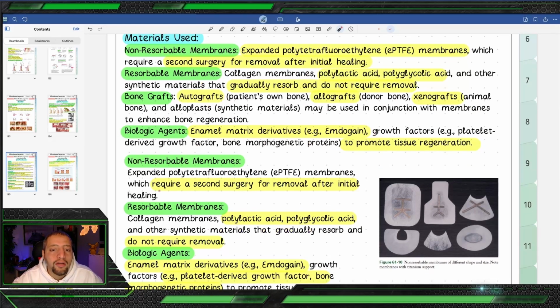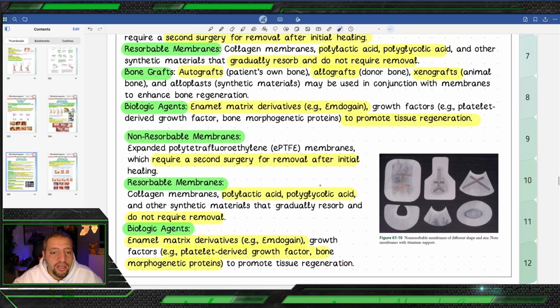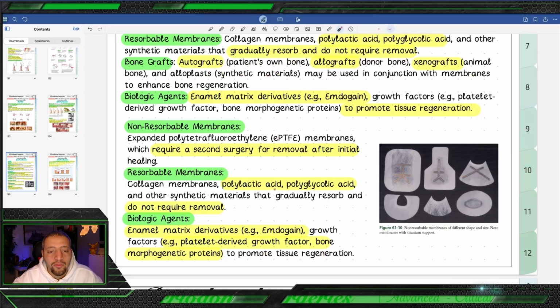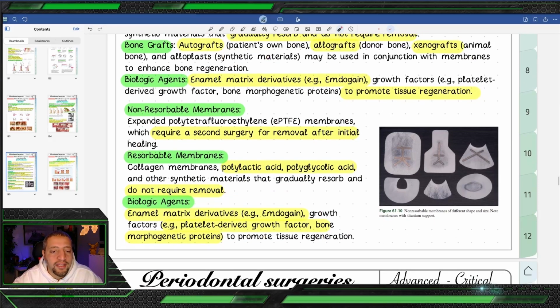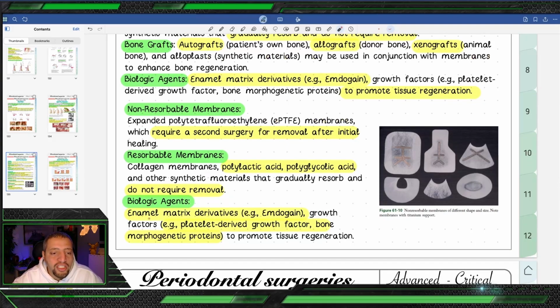Non-resorbable membrane requires a second surgery for removal after initial placement. Resorbable, as we said, does not require a second surgery. And the biological agent, which is enamel matrix derivative, helps to regenerate the PDL. Enamel matrix protein's function is to help regeneration of the PDL.